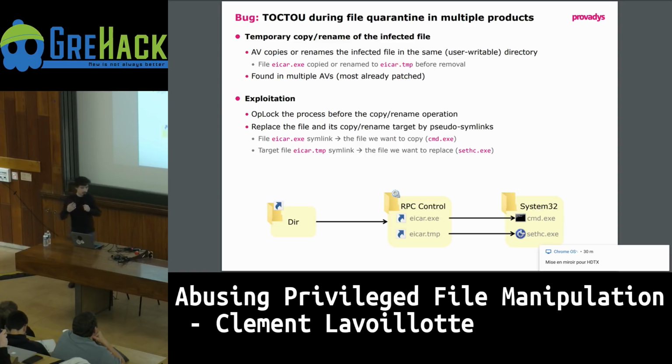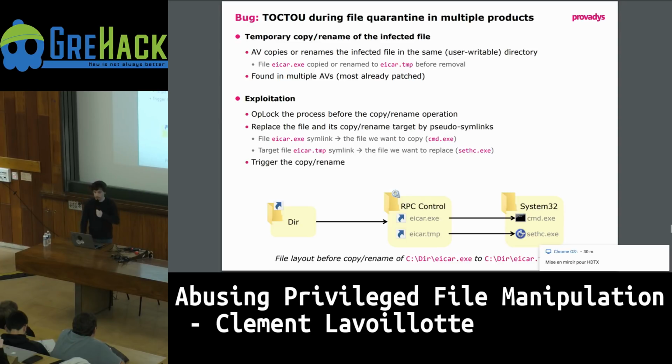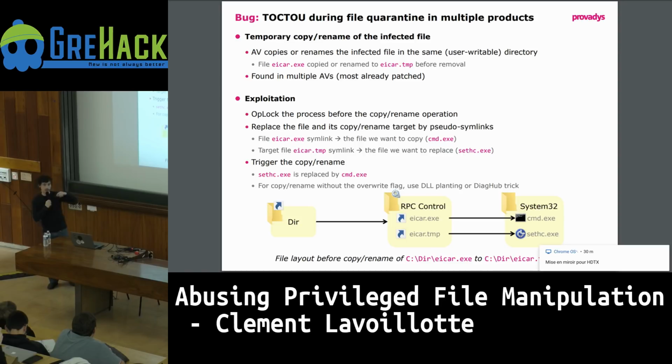Because the AV process will try to copy acar.exe to acar.tmp or rename it. And of course, if it has the overwrite flag, well, you'll guess what happened. It will actually replace sethc.exe with cmd.exe. And if we don't have the overwrite flag, for instance, we can just make acar.tmp point to some non-existing file name in system32 instead, and then use the hijack trick again to load it.